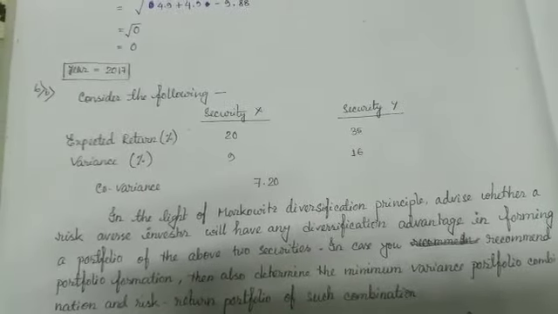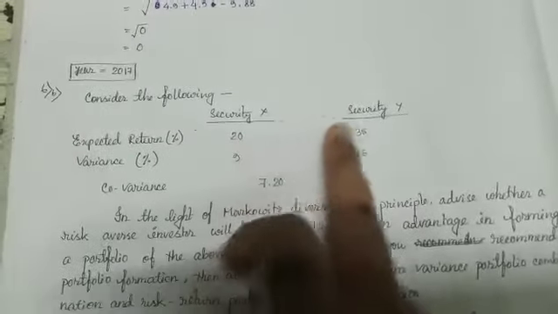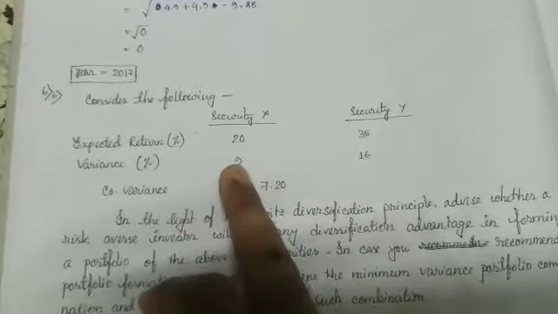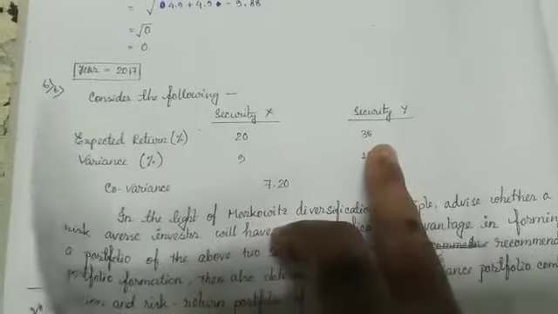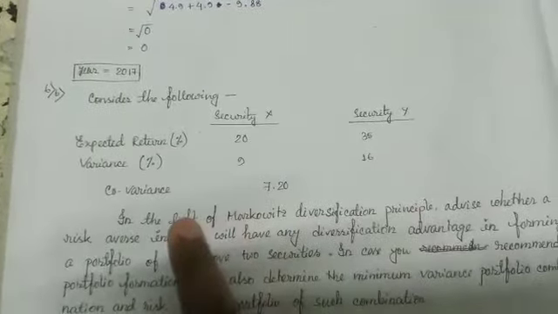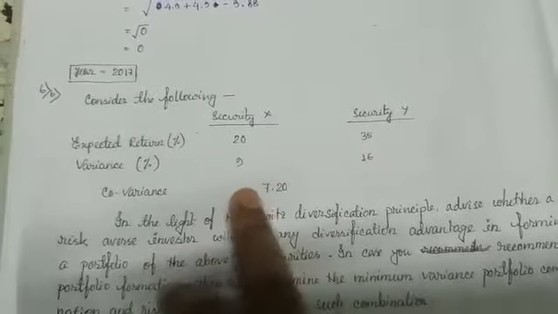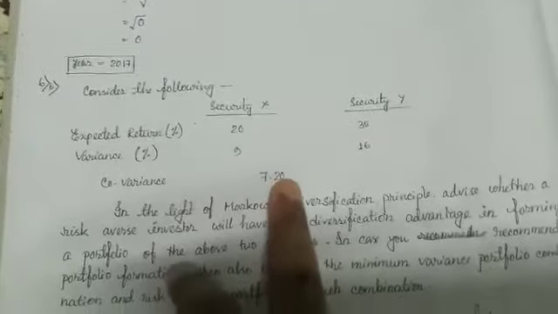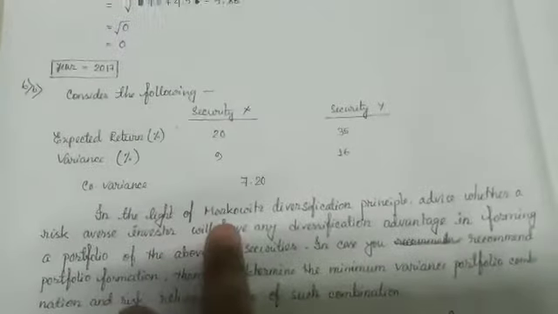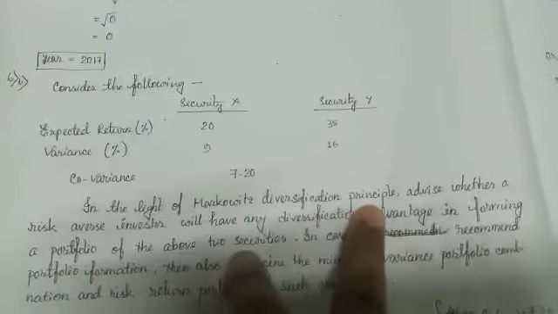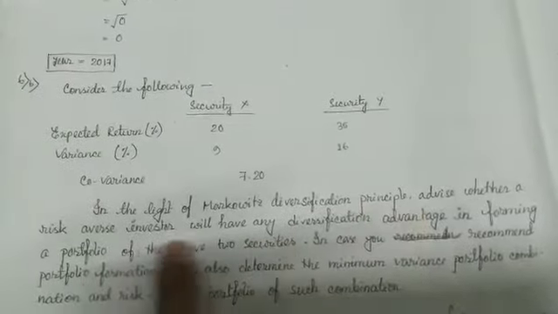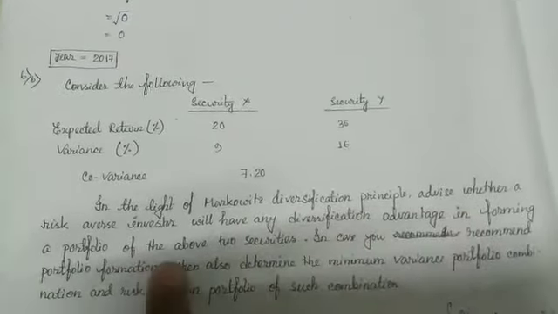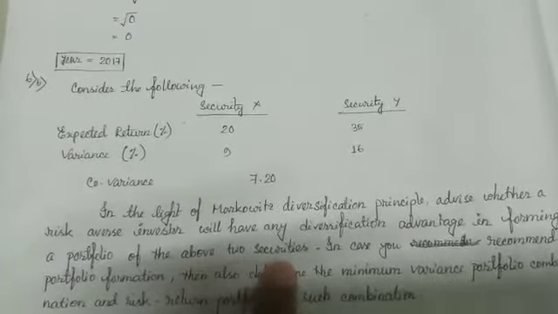Expected return relating to security X is 20%, expected return relating to security Y is 35%, variance associated with security X is 9%, variance associated with security Y is 16%, and covariance between security X and security Y is given as 7.2. Now, in the light of the Markowitz diversification principle, advise whether a risk-averse investor will have any diversification advantage in forming a portfolio of the above two securities.